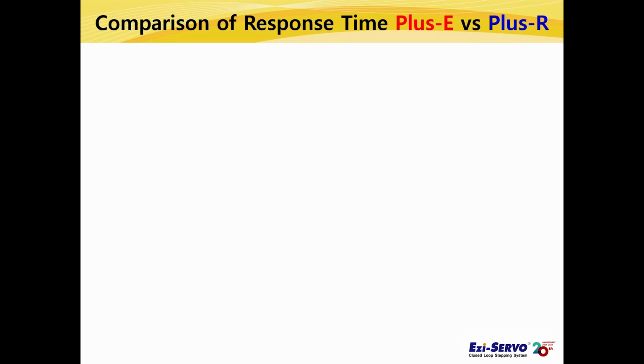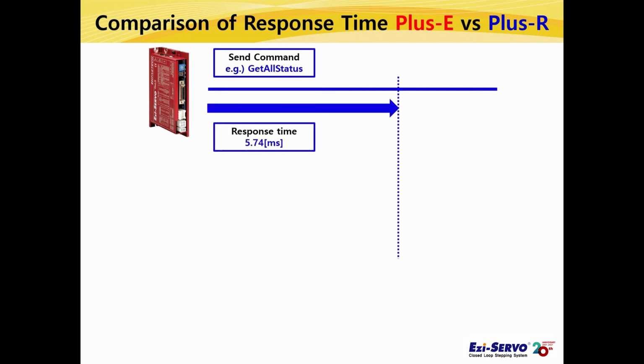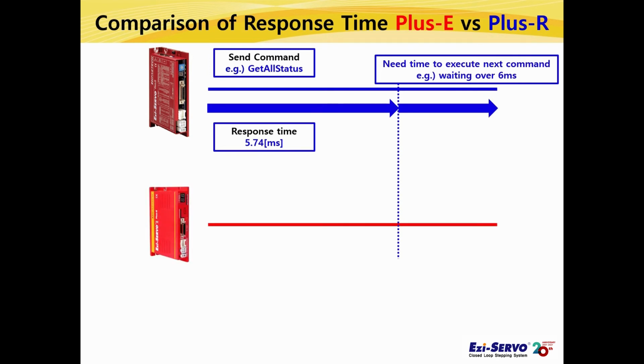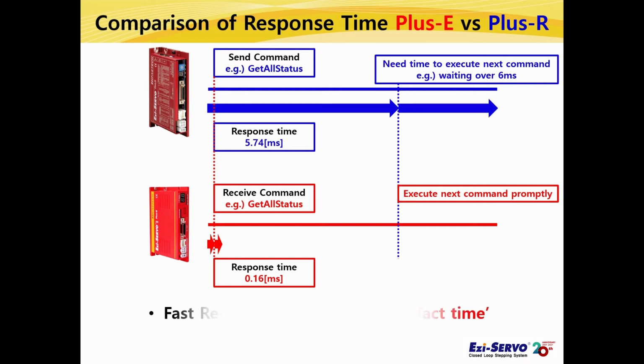Take the get-all-status command as an example. In the case of Plus-R, the response time of the command is 5.74 millisecond, and you have to wait at least 6 milliseconds to execute the next command. On the other hand, in the case of Plus-E, the response time of the same command is 0.16 millisecond, so the next command can be executed almost immediately. The reduction of the execution time according to this response time affects the takt time, and the takt time can be shortened when using Plus-E.